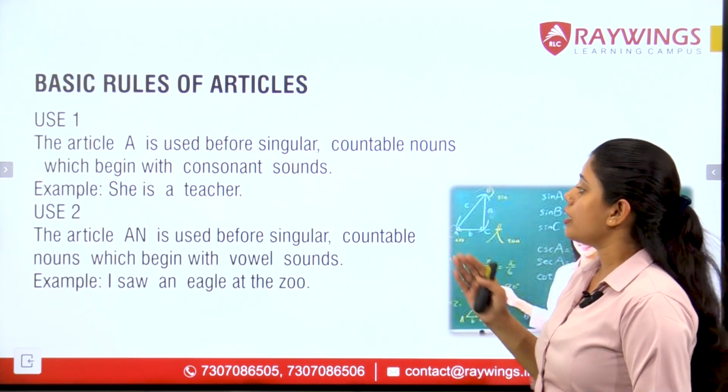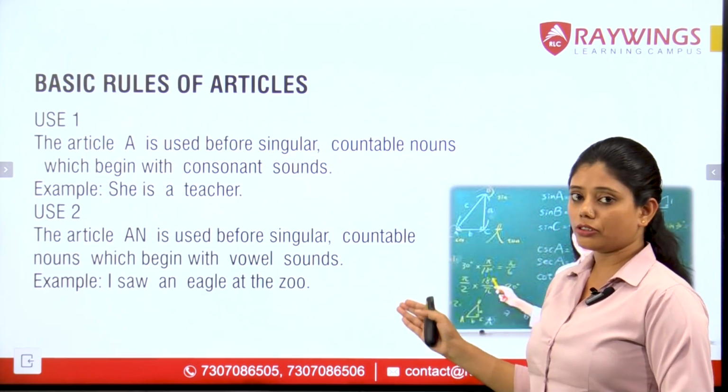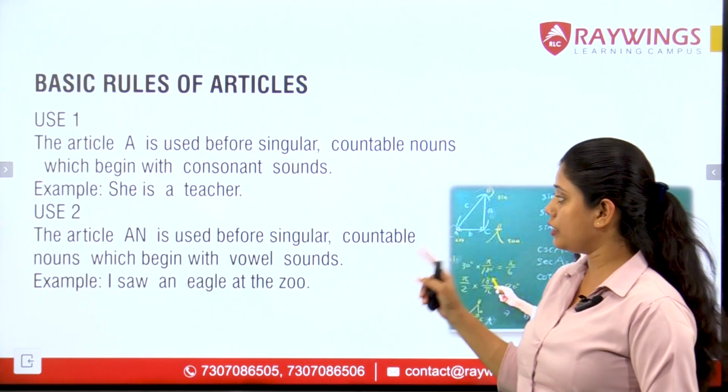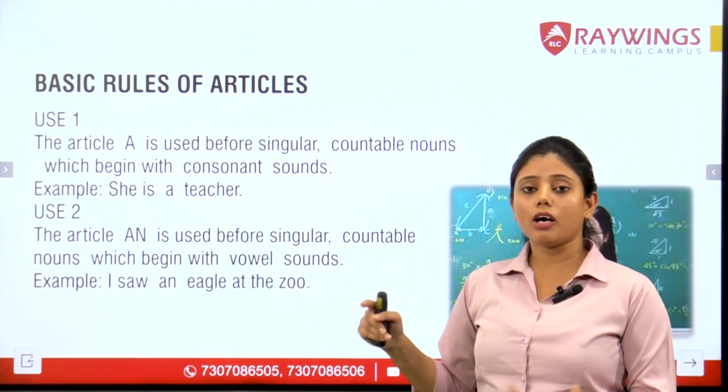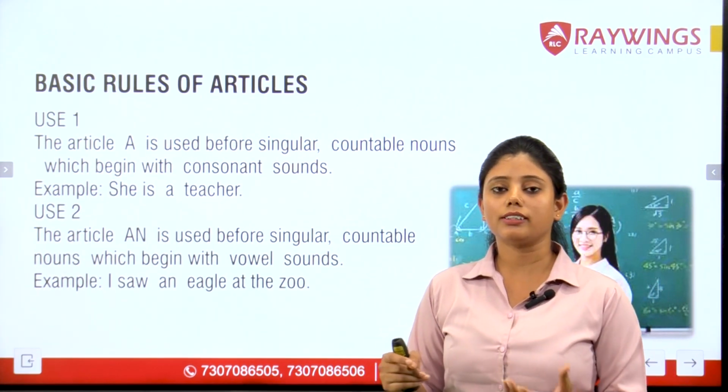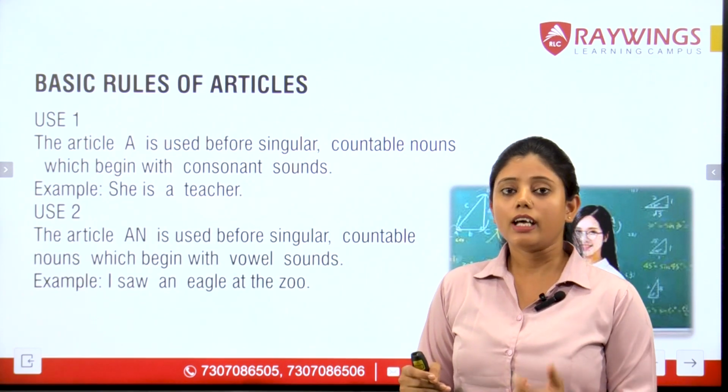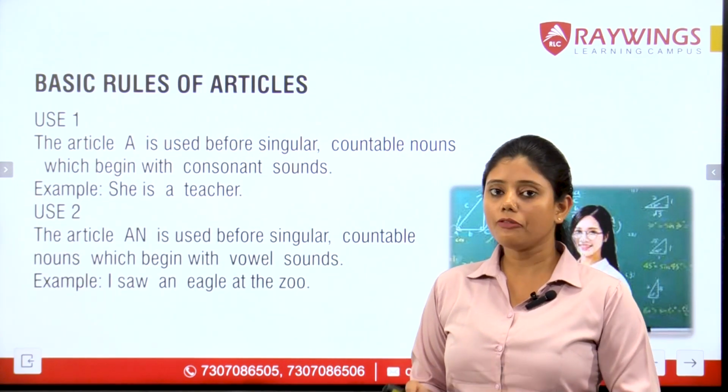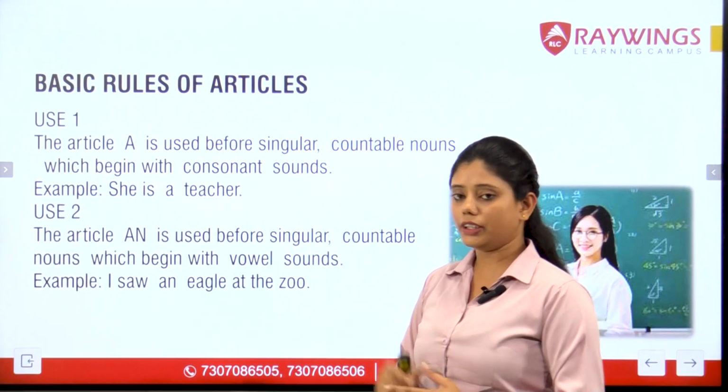For example, she is a teacher. Here our noun is teacher, and if we pronounce teacher, the first sound that is coming is of t, which is a consonant. Therefore, we are using article a with this.